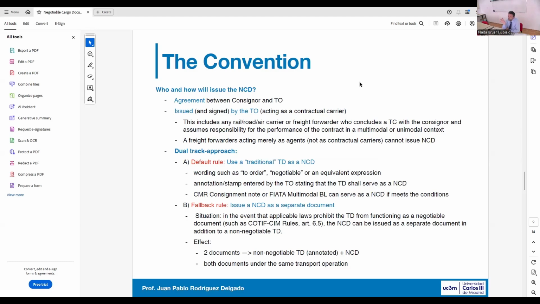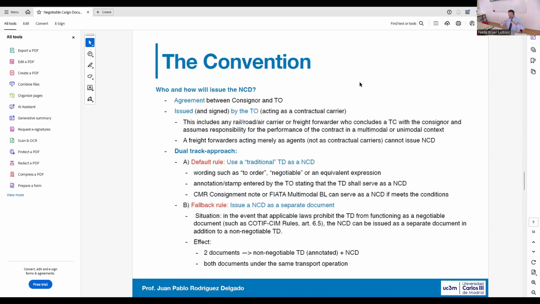And this is the most important part of the convention, the dual track approach. Why do I say this? Remember, I said at the beginning of my presentation that several conventions prohibit the function of document of title for the consignment note. The COTIF convention says the rail consignment note shall not have the function of document of title, Article 6.5 of the convention. So if there is such a provision, why are we talking about creating a new negotiable instrument for rail transportation, if there is an express provision?